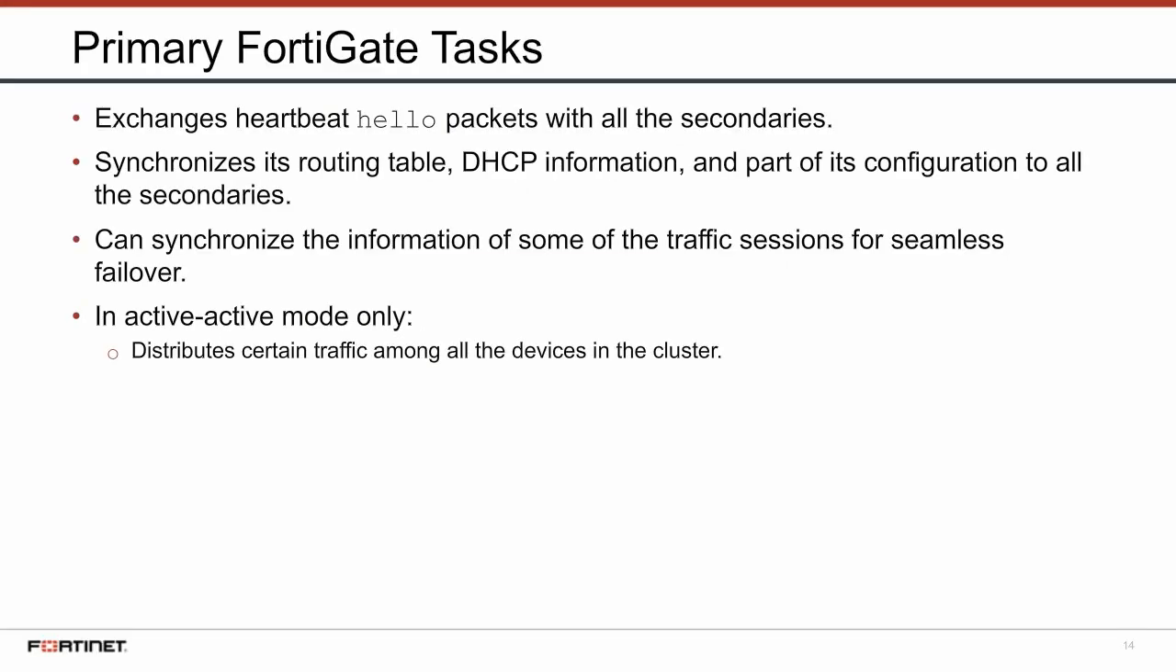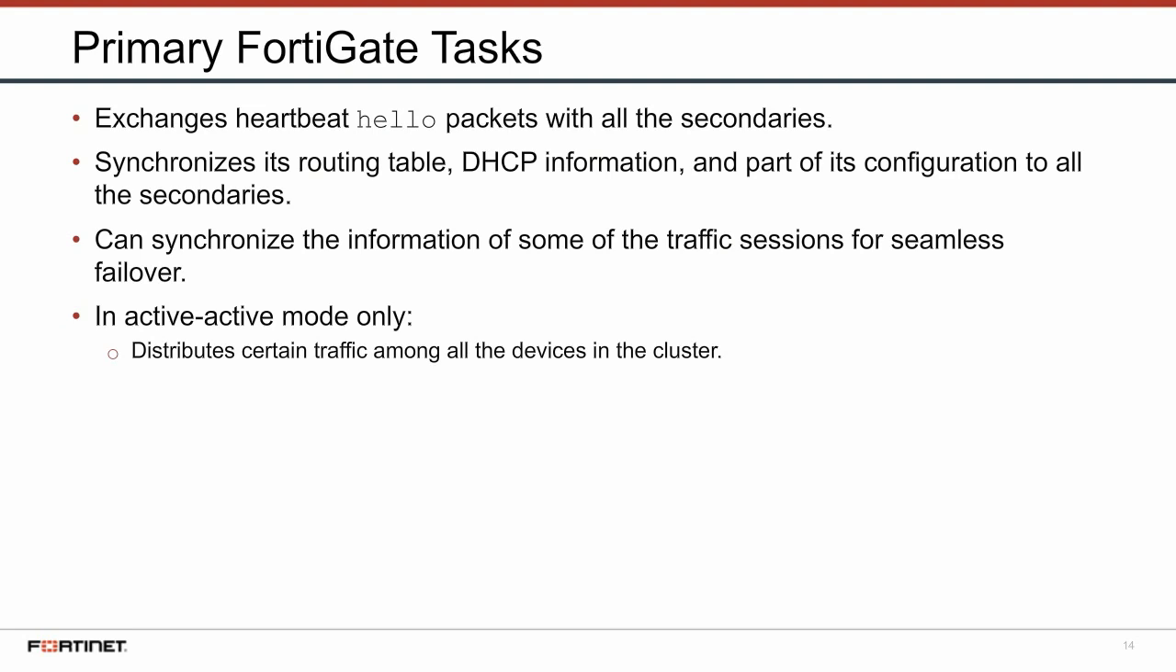So, what are the tasks of a primary FortiGate? It monitors the cluster by sending hello signals and listening for replies to determine if other FortiGate devices are alive and available. It also synchronizes its routing table, DHCP information, and part of its configuration to the other devices.